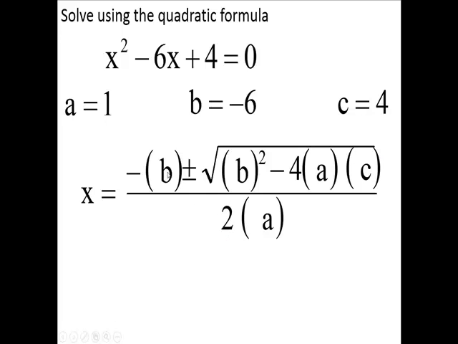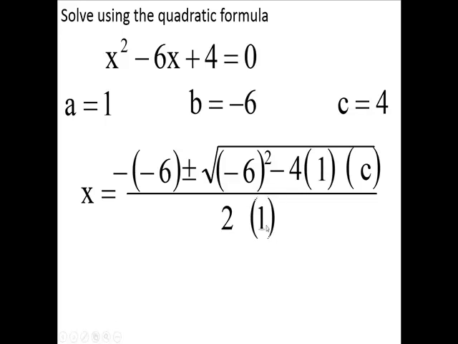Okay, now we're going to substitute this number in for b. So we're going to put negative 6 right there. In place of b, we write negative 6, put it here, and put him here. Okay? A is 1 because the number in front of x squared is a 1. You have 1x squared. So in place of a, put a 1 here and down here. And c, that's the last number there, is 4.